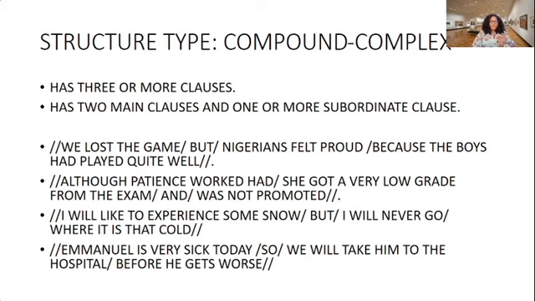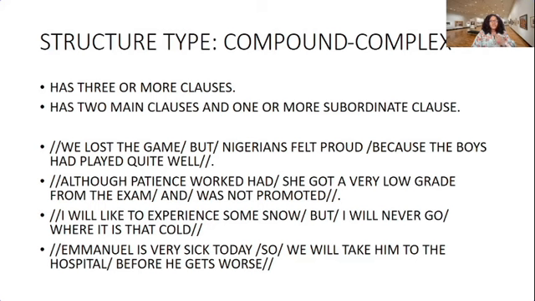So "we lost the game" is the first clause. "Nigerians felt proud" is the second clause, and "because the boys had played quite well" is the third clause. "But" is the coordinating conjunction putting together the first two clauses. Coordinating conjunctions are only used to put together clauses that are main, that is, two main clauses, whereas subordinating conjunctions usually precede a subordinate clause.